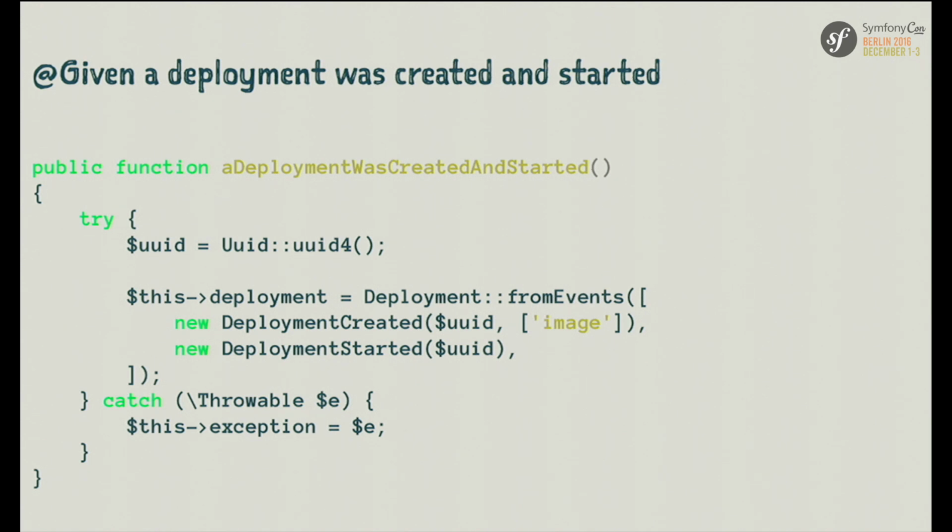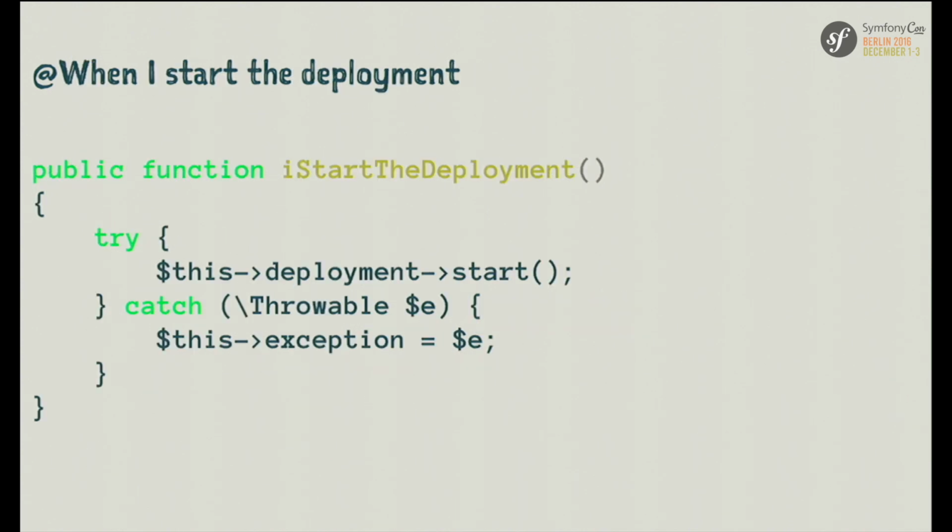Same thing with catching the exception, so we can actually check the errors if there is an exception. And the test, which is when I start a deployment, well, I don't want to do fancy things, I just want to start a deployment, so what about just calling the start method on our deployment object? And that's all we need. And the 2 then steps are exactly the same as the ones before, so we can reuse them.